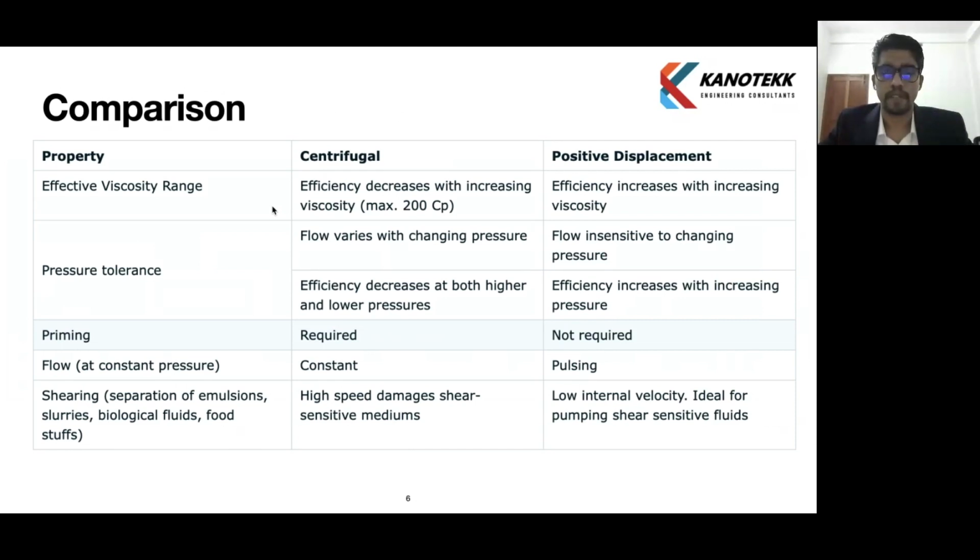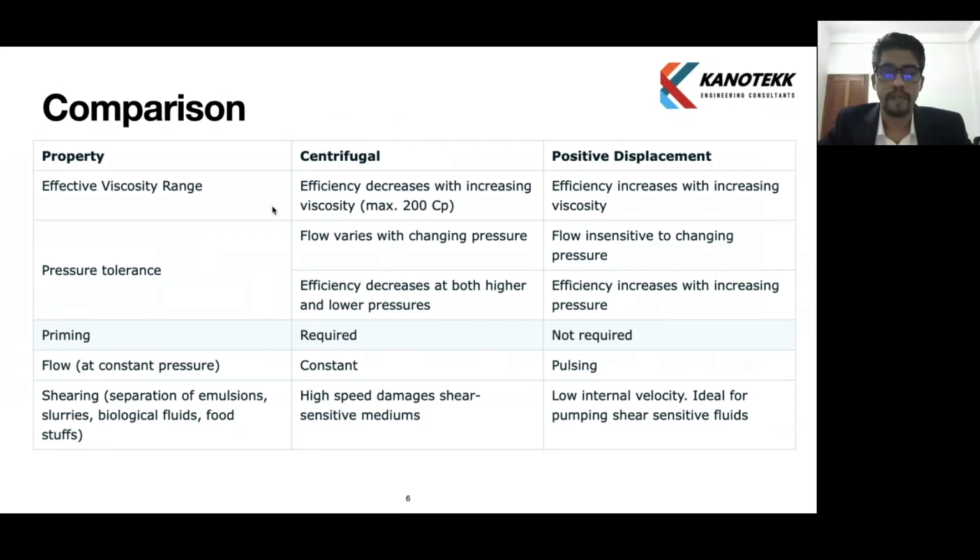For example, viscosity. Here it is mentioned centrifugal and positive displacement, because under the dynamic pumps, centrifugal is the major pump which covers most of the industries. So we will see what the effect of viscosity is. For a centrifugal pump or a dynamic pump, efficiency decreases with increasing viscosity. But on the other hand, if you go for a positive displacement pump, efficiency increases with increasing viscosity. So this difference has to be considered when we select a pump.